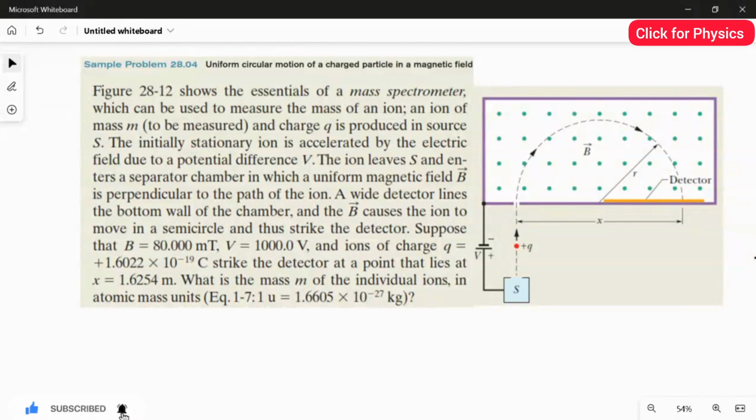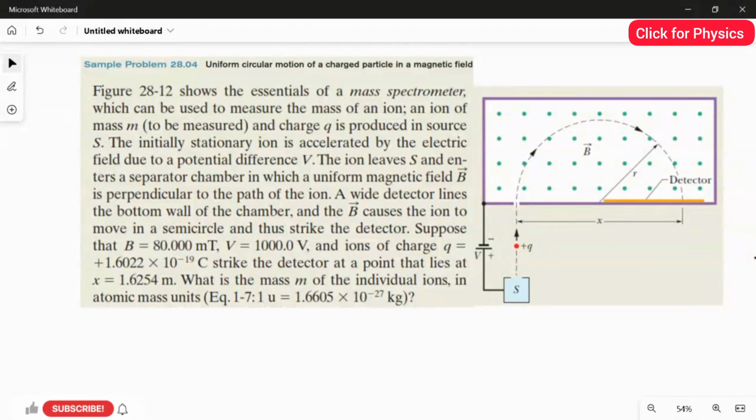So now what we are going to do is find the mass of the individual ions, and you have to give the mass in terms of atomic mass unit, and the conversion of the atomic mass unit in terms of kilogram is given here. So finally, once you get the answer in terms of kilogram, you have to give the answer in terms of atomic mass unit. Clear? Okay.